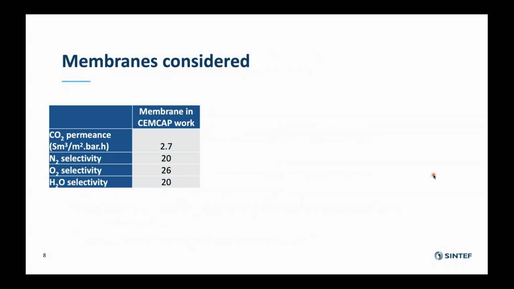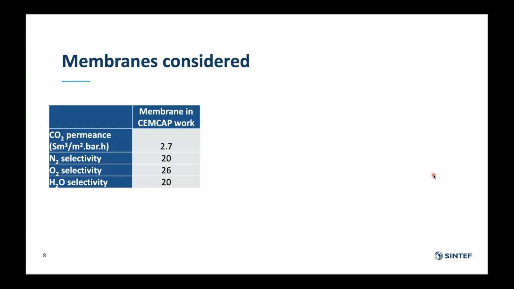So the membranes that were considered in SEMCAP have the properties that are shown here. In SEMCAP, there was no membrane development work, but we used a membrane that was tested at one of our partners, TNO. They requested membranes from different membrane developers and tested a couple of membranes, and this was one of the membranes that were tested with these properties.